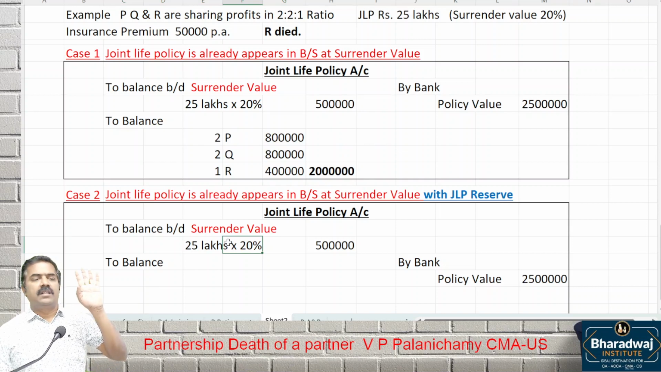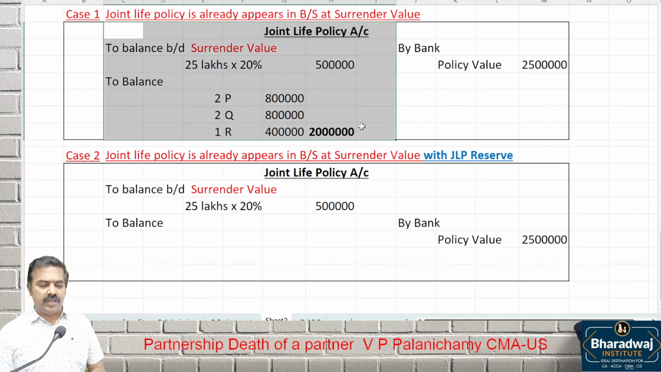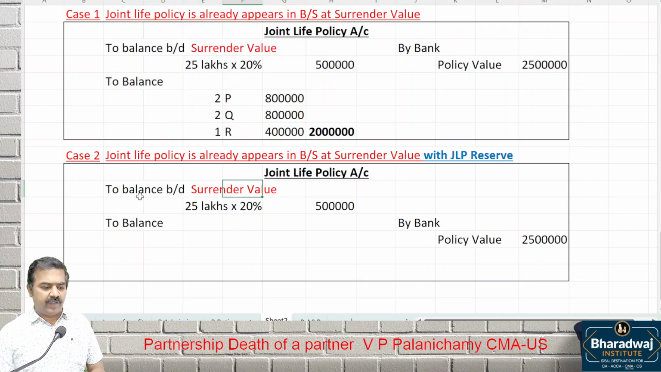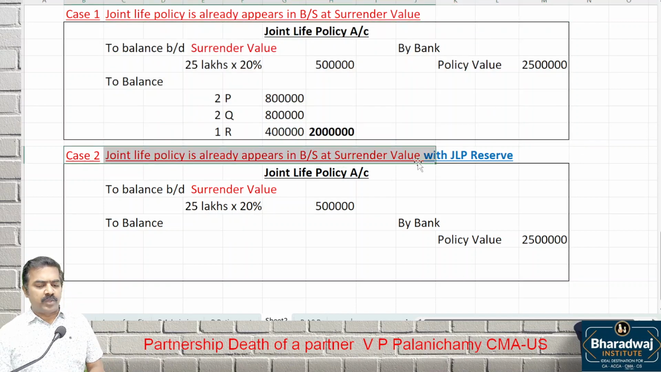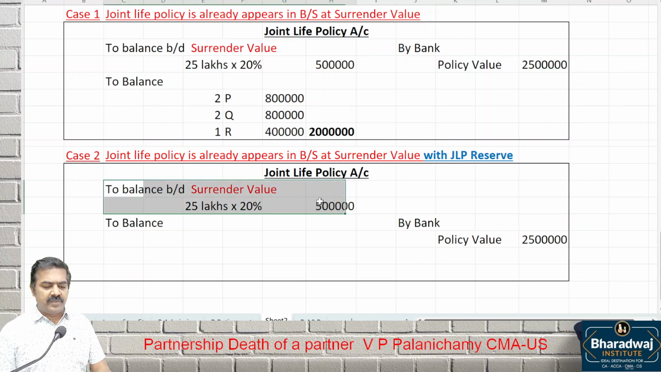Next, listen to case 2, then you can copy. If you have not copied case 1 also, you can listen to case 2 and copy it later. Wait and understand. Look at case 2. What is given? Joint life policy appears in balance sheet with which value? Surrender value. And JLP reserve. An asset will have a debit balance.